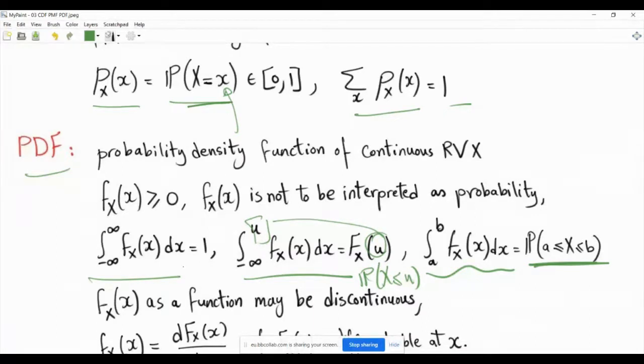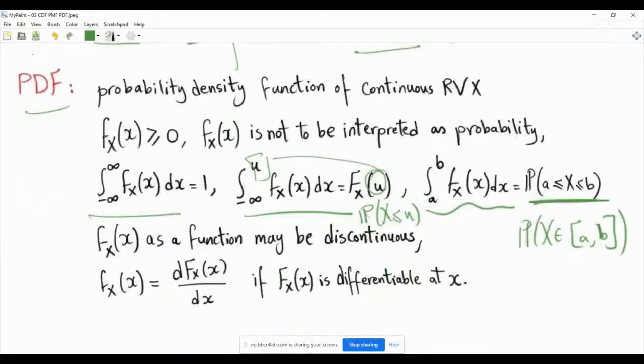So it is a non-negative function that integrates to 1. If you integrate it from minus infinity to some real number, it gives you the CDF at that real number. And if you integrate it from A to B, it gives you the probability that X lives in this interval from A to B. Okay, so this is the PDF. It may be discontinuous.